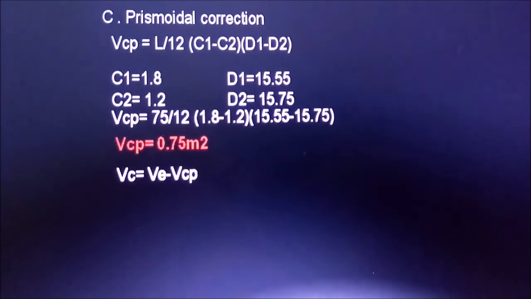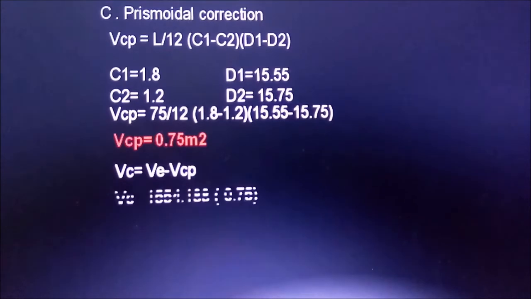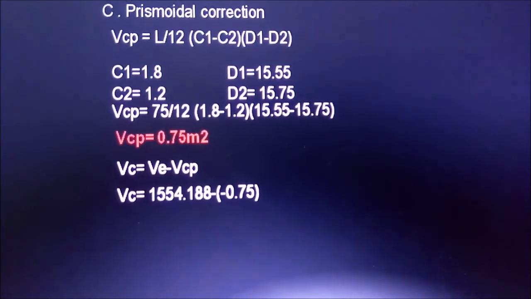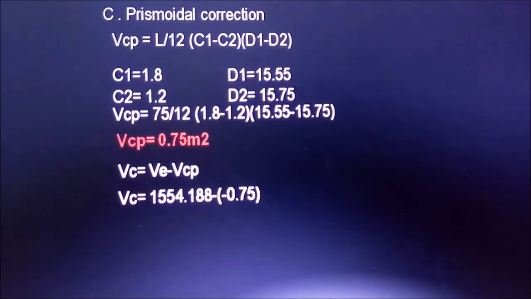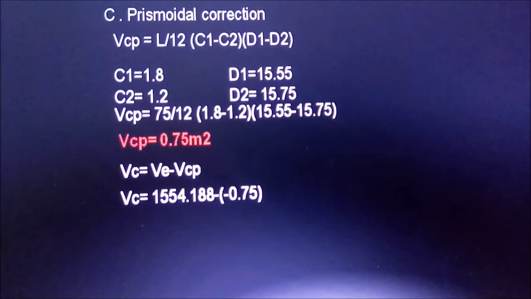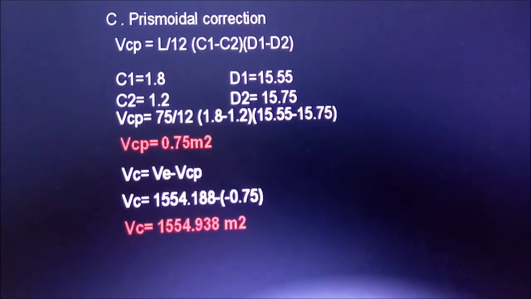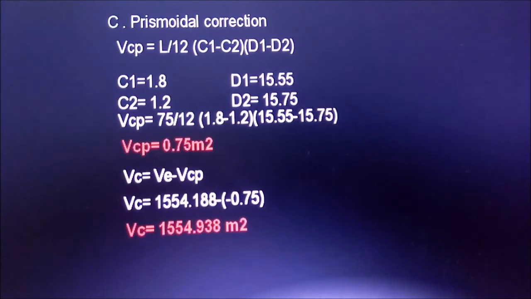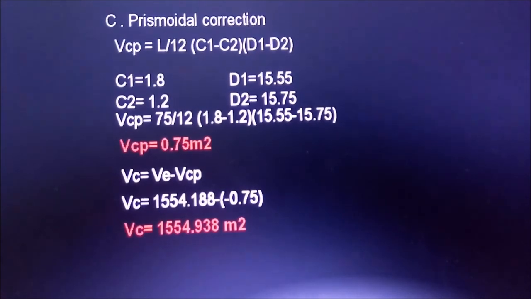Volume correction is equal to VE minus VCP. So the corrected volume is equal to 1554.188 minus negative 0.75. The volume with prismoidal correction is equal to 1554.938 cubic meters.